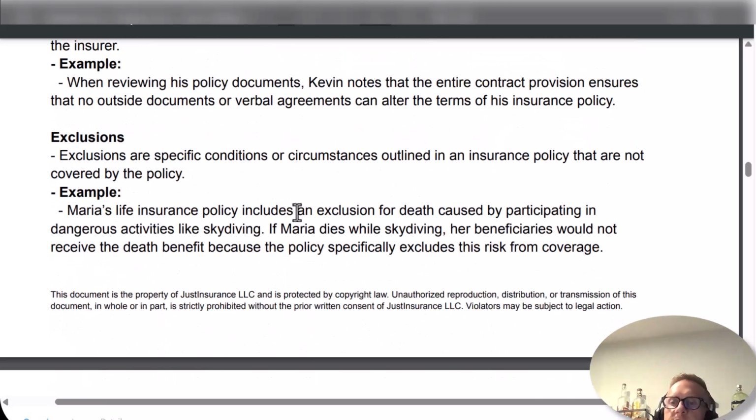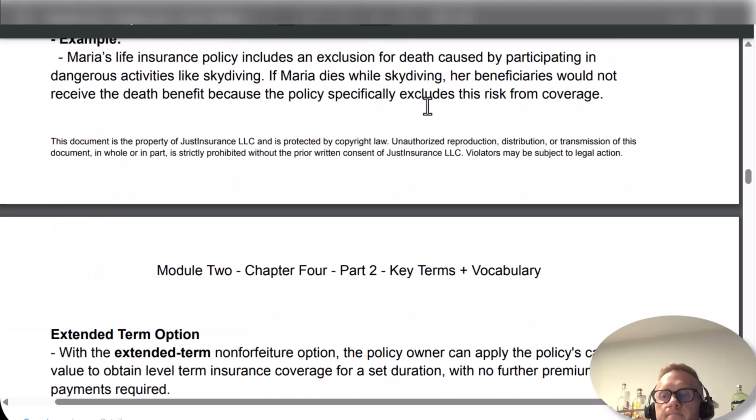So exclusions are specific conditions or circumstances outlined in an insurance policy that are not covered by the policy. It's typically WASH is the acronym. So war, aviation, suicide, and dangerous hobbies or habits. Maria's life insurance policy includes an exclusion for death caused by participating in dangerous activities like skydiving. If Maria dies while skydiving, her beneficiaries would not receive the death benefit because the policy specifically excludes this risk from coverage.